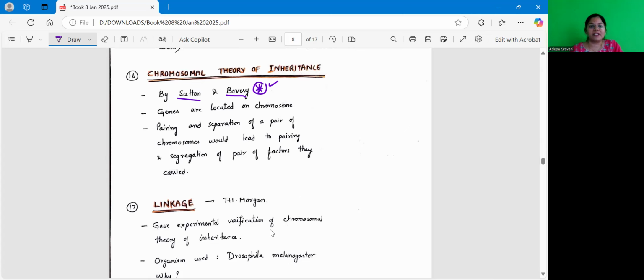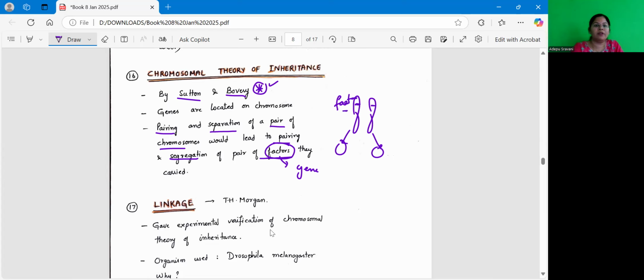Clear? So they say pairing and separation of pair of chromosomes would lead to pairing and segregation of pair of factors, because factors are nothing but genes. So whenever chromosomes are getting segregated during gamete formation, along with the chromosomes, the factors which are present on the chromosomes will also get segregated. Okay, this is all about the chromosomal theory of inheritance.